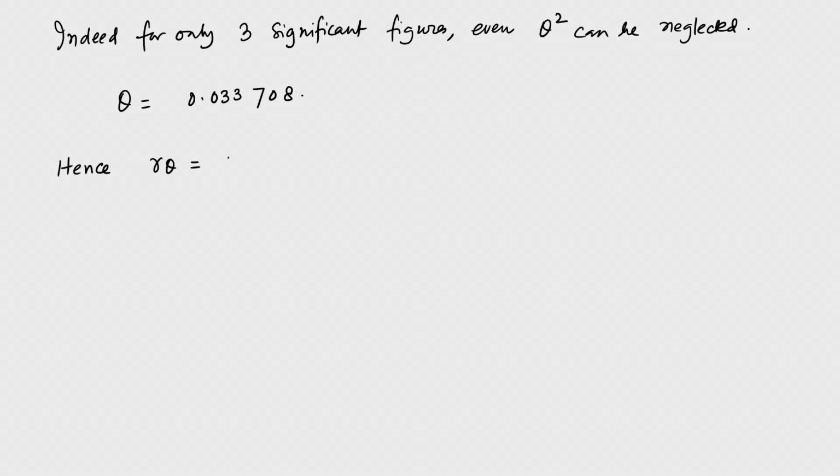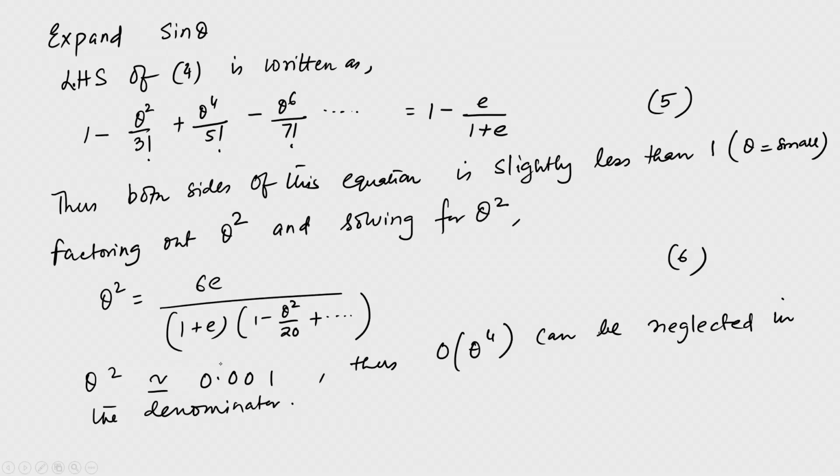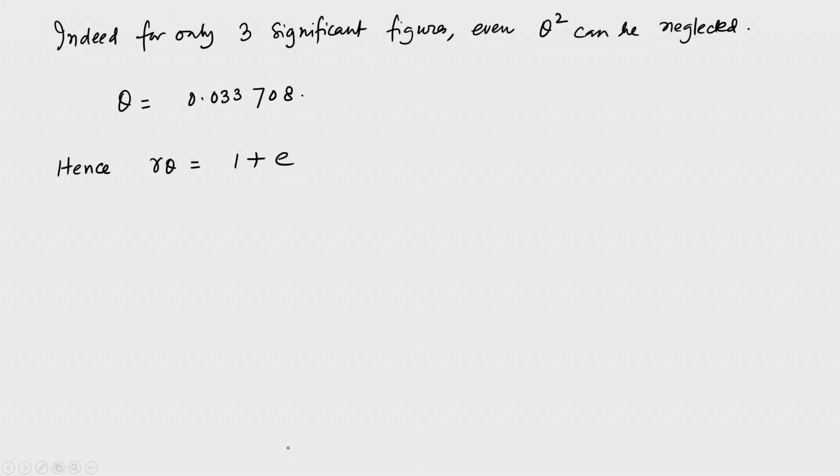So, hence r theta equal to 1 plus e, which we have already written here as equation 3. This is from equation 3. Now, with this value of theta, r comes out to be 29.672, e we have already quoted. So, this is r equal to this, and now we can actually get a quadratic equation for d using this r.